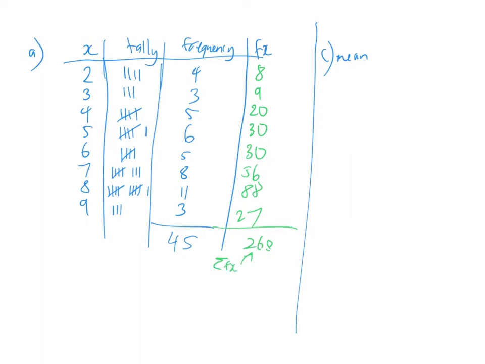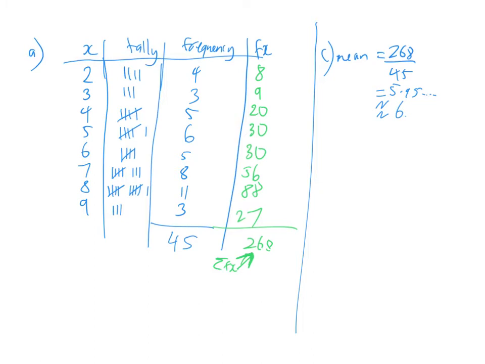By the way, this symbol here is sigma, which means sum of. So sum of f of x is 268. That's meant to be an arrow, by the way. Okay. And our average mean is going to be 268 divided by our frequency of 45, which is 5.95, and so on. Let's round it to 6.